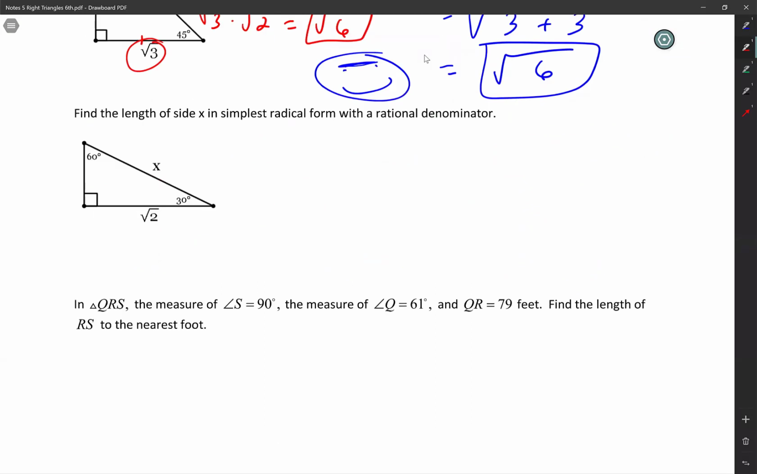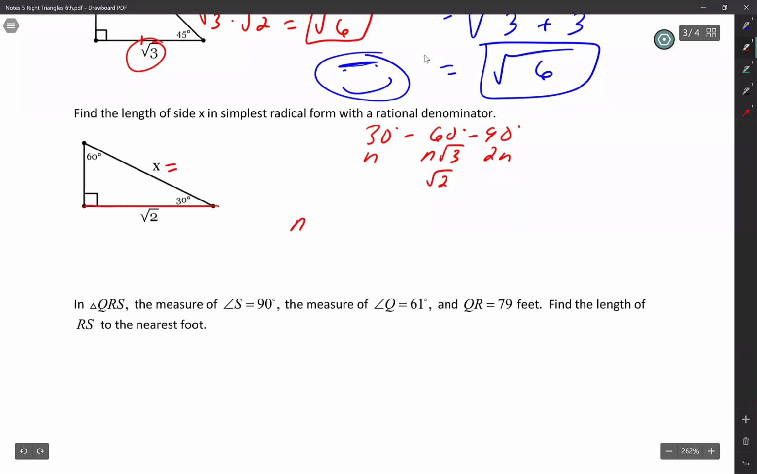Find the length of the side x in simplest radical form with a rational denominator. So this time they want to know what that dude is. This is a 30, 60, 90 triangle. So I'm just going to use the 30, 60, 90 triangle properties: n, n square root of 3, and 2n. This side right here is your long leg, so that's square root of 2. So n square root of 3 equals square root of 2. To get n by itself, because you can't figure out what the hypotenuse is without knowing the short leg, you got to get the short leg first. Divide by square root of 3, divide by square root of 3. So my short leg is square root of 2 over square root of 3.